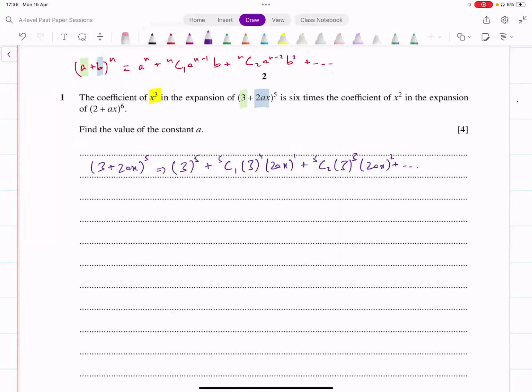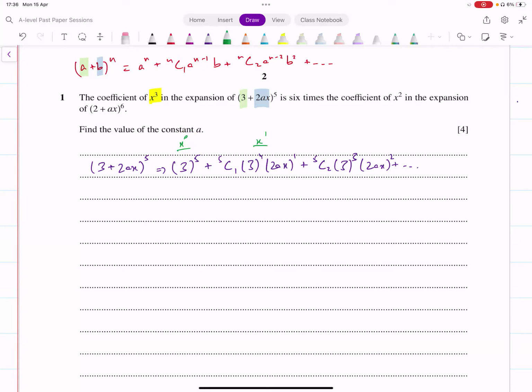What is the power of x in the first term? It's 0. It's a constant, right? What about the second term? 2ax whole raised to power 1. It's x power 1. Now, just by looking at two terms, if you remember, the difference between these powers always remains constant. In this case, the difference is 1.